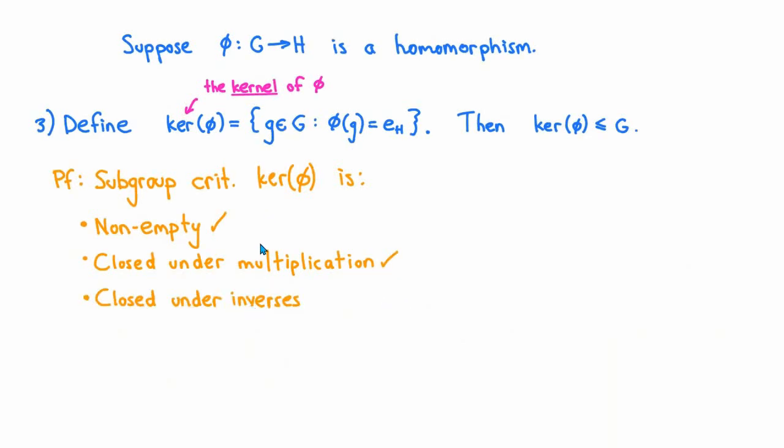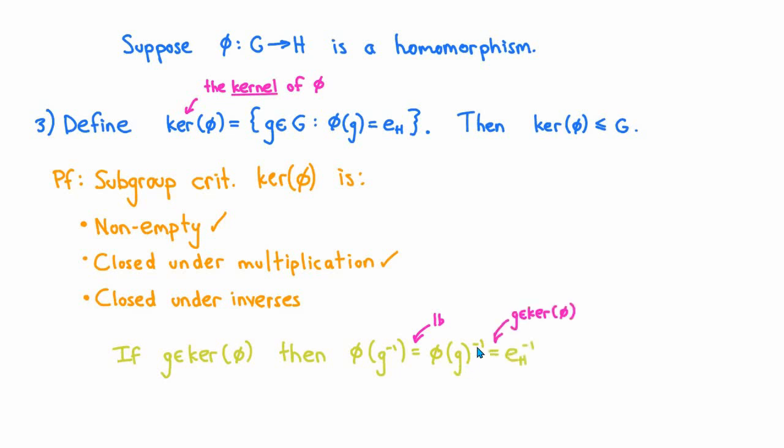Finally, to check that the kernel is closed under taking inverses, let's suppose that g is an element of the kernel of phi, and let's think about what the map phi does to the element g inverse. Well, by property 1b, phi of g inverse is equal to phi of g inverse. And since g is an element of the kernel of phi, phi of g is the identity in H. Therefore, on the right-hand side here, I have the inverse of the identity element in H, which I know is just equal to the identity element in H. Well, that shows that g inverse maps under phi to the identity element in H, which means that g inverse is an element of the kernel, and which verifies the claim that the kernel of phi is closed under taking inverses.